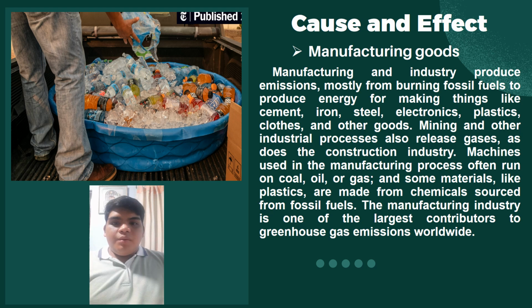Manufacturing goods. Manufacturing and industry produce emissions, mostly from burning fossil fuels to produce energy for making things like cement, iron, steel, electronics, plastics, clothes, and other goods. Mining and other industrial processes also release gases, as does the construction industry. Machines used in the manufacturing process often run on coal, oil, or gas. And some materials, like plastics, are chemically sourced from fossil fuels. The manufacturing industry is one of the largest contributors to greenhouse gas emissions worldwide.